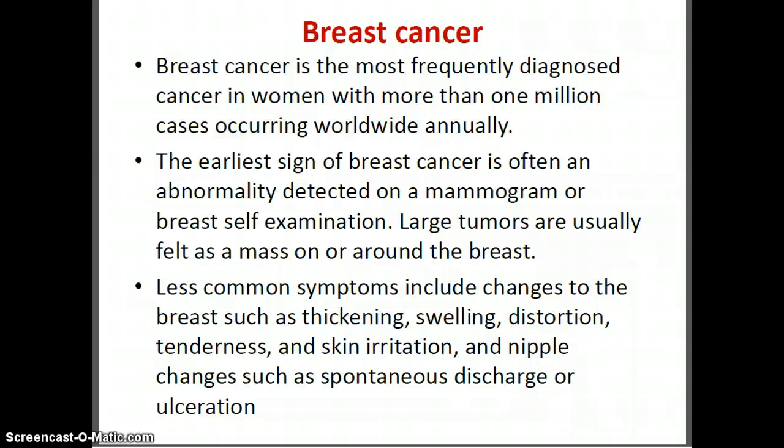Breast cancer is the most frequently diagnosed cancer in women. And just to share with you, I myself am a breast cancer survivor from November of 1991. So it's been a lot of years and I'm still here. Anyway, the earliest sign of breast cancer is often an abnormality detected on a mammogram or breast self-examination. Just for your information, my small tumor did not show up on a mammogram.